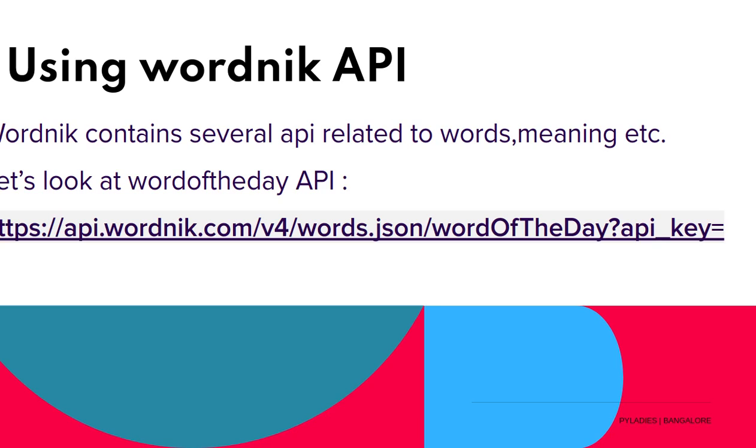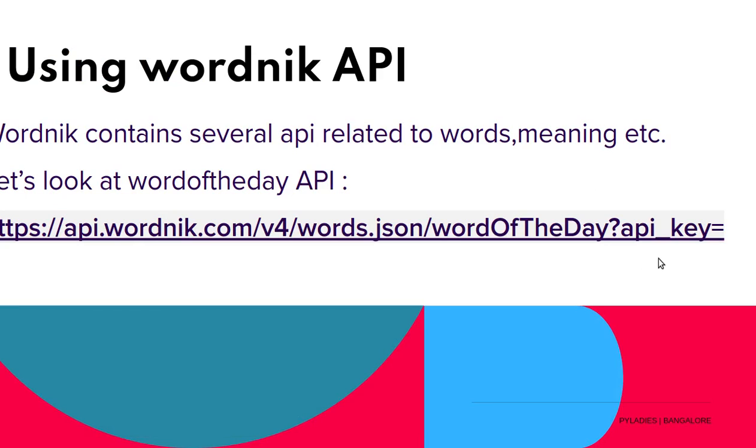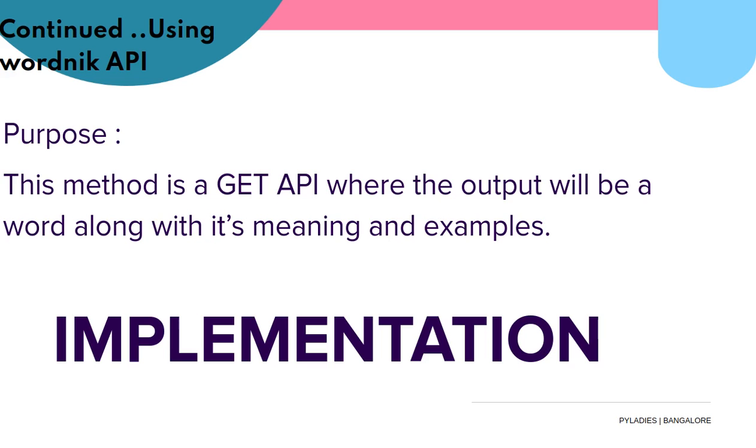We'll be using the Word of the Day API, using this URL which is given, and yes, that's the API key. Definitely I need a key to use this Word of the Day API. This Word of the Day will return me a word along with its examples, definitions, etc. It's basically a get method where I don't need to pass any data, but I will get the response. So we'll see how it is being implemented.